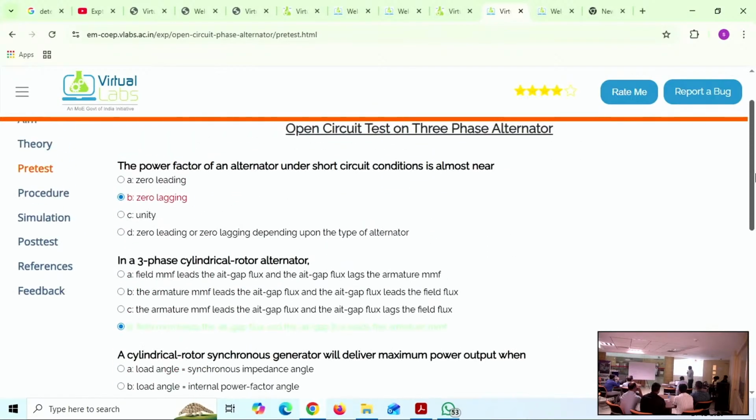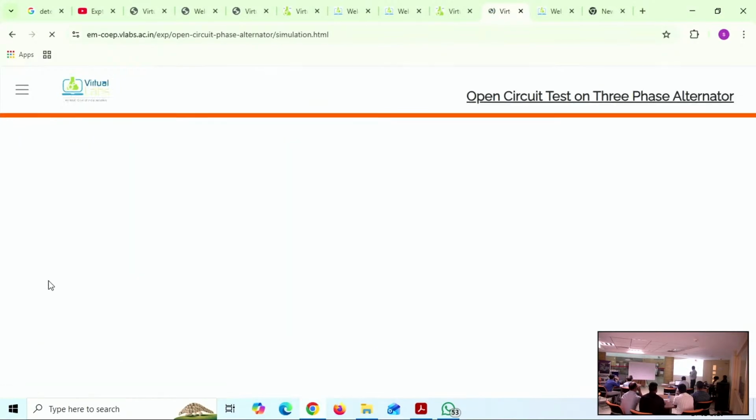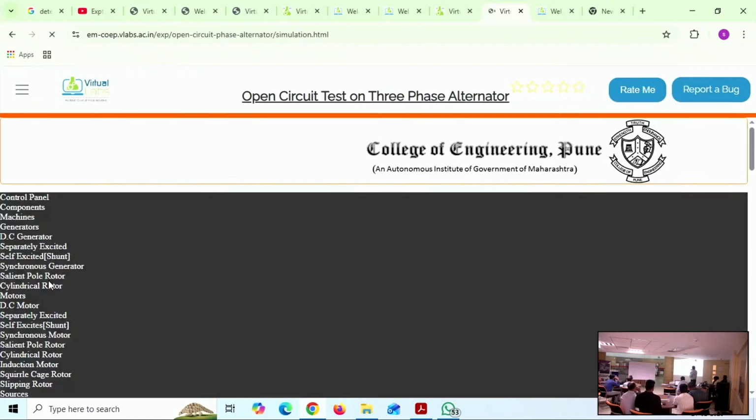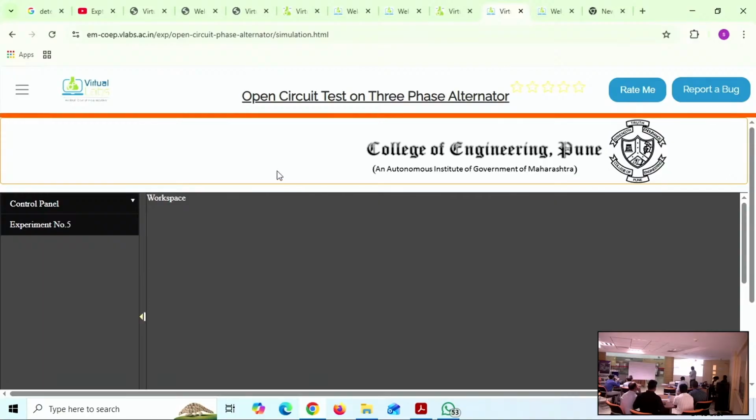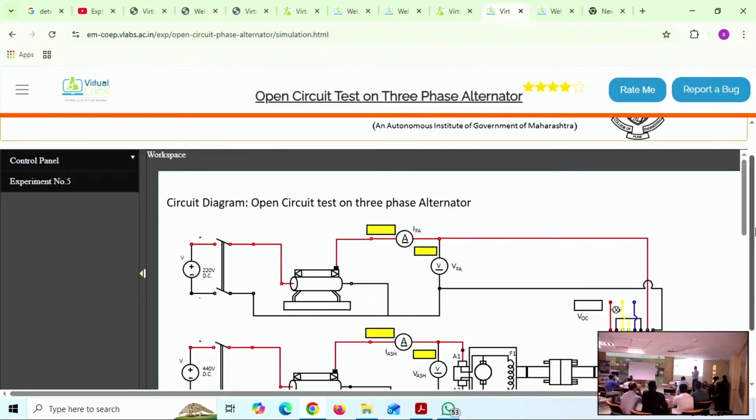Okay, all these calculations, we found mistakes here. Okay, next, procedure. What is this experiment? Open circuit test on a 3-phase alternator. Okay, now don't read the procedure, go direct to simulation. Okay. Drag that experiment 5 here. Just drag it, yes. Okay.